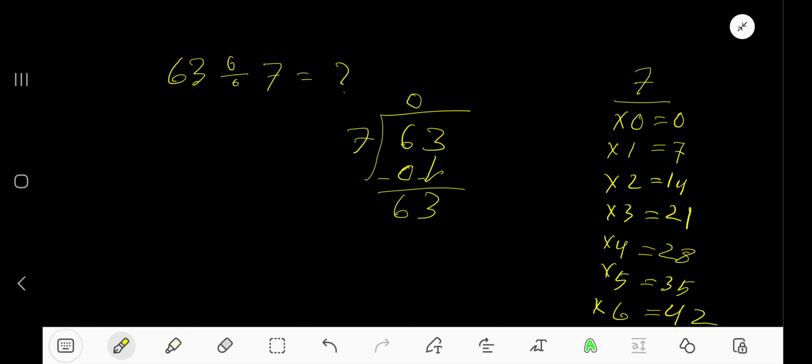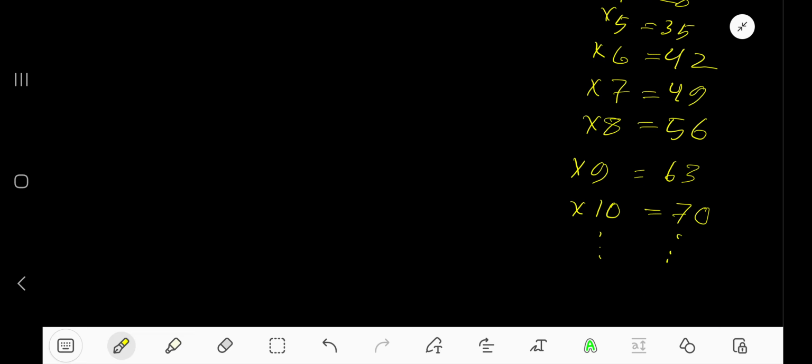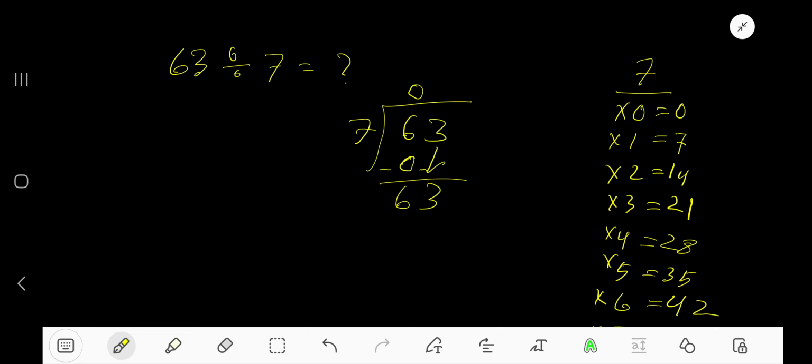7 goes into 63 how many times? So look at the multiplication table. 63, 9 times. Write 9. 9 times 7 is 63. Subtract, we get 0. As our remainder is 0, we are done. So our answer is 09, which means just 9.